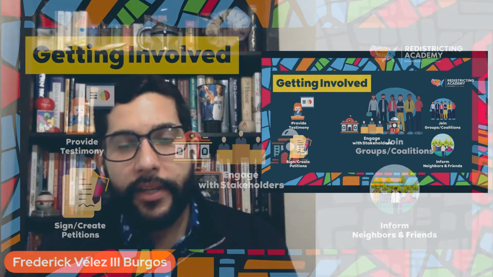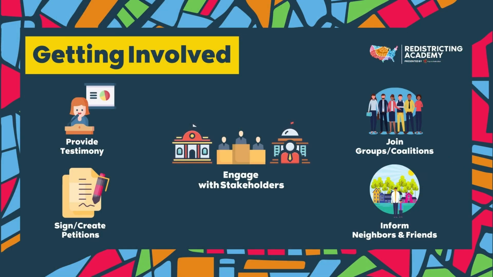Number one, like I mentioned in the previous slide, is engaging with stakeholders, right? A lot of these people are elected officials or respond to the pressures of their constituents. So that's something that we need to use in our favor, letting them know that we're paying attention, that this matters to us, and that we need elected officials that are going to be listening to us in all things, including redistricting. You can also provide testimony.